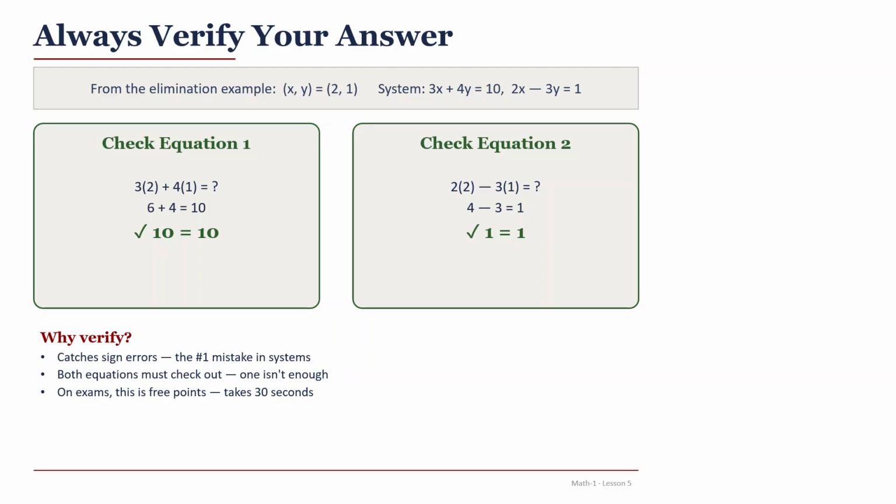First equation, 3 times 2 plus 4 times 1. That gives us 6 plus 4, which equals 10. The right-hand side is 10. Check. Second equation, 2 times 2 minus 3 times 1. That gives us 4 minus 3, which equals 1. The right-hand side is 1. Check. Both equations are satisfied, so the point (2, 1) is confirmed as the correct solution.